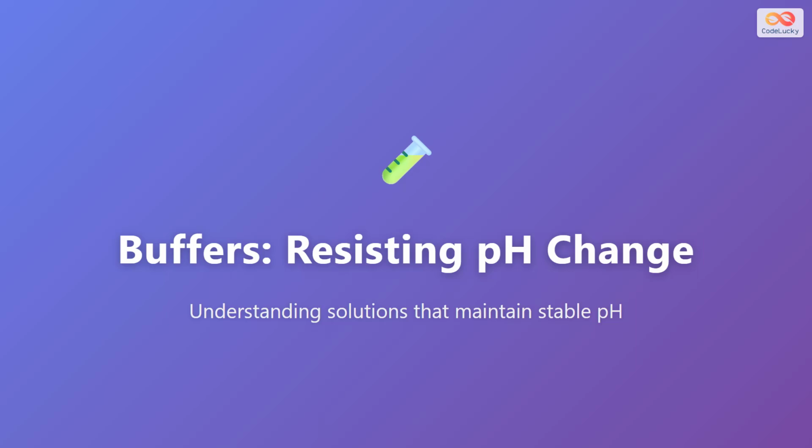Welcome to this lesson on buffers. Today, we'll explore one of the most important concepts in acid-base chemistry. Solutions that resist changes in pH, buffers play a crucial role in maintaining stability in both chemical and biological systems. Understanding how buffers work will help you appreciate their significance in everything from human blood to laboratory experiments.